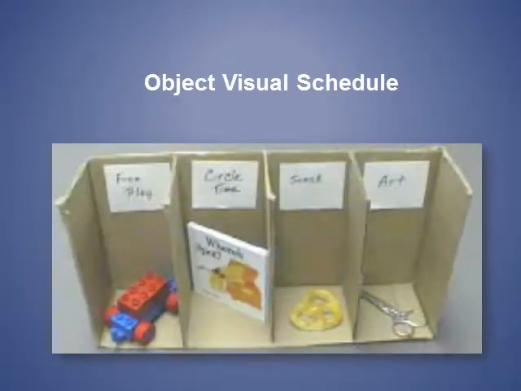Here's an example of an object visual schedule. Again, you can see that this one goes from left to right, and in this case we're using objects to represent the activities or events that will occur, and we will remove these objects one by one as each activity or event is done to help the learner know what was completed and what comes next, and also how many remaining things there are to do within this course of time that we're using this visual schedule.